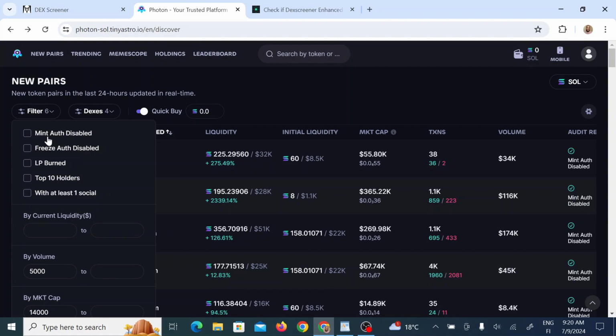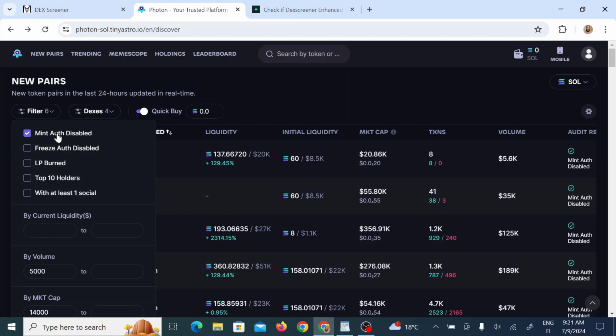And this includes mint authentication, freeze authentication, LP ban, top 10 holders, but they also include another option here where you can filter tokens that have at least one social. So always ensure that the mint authentication is disabled. And disabling the mint authentication means that the developer cannot create any more tokens apart from what is circulating in the market. And that means there will be no introduction of new tokens that may dilute the price of already existing tokens.